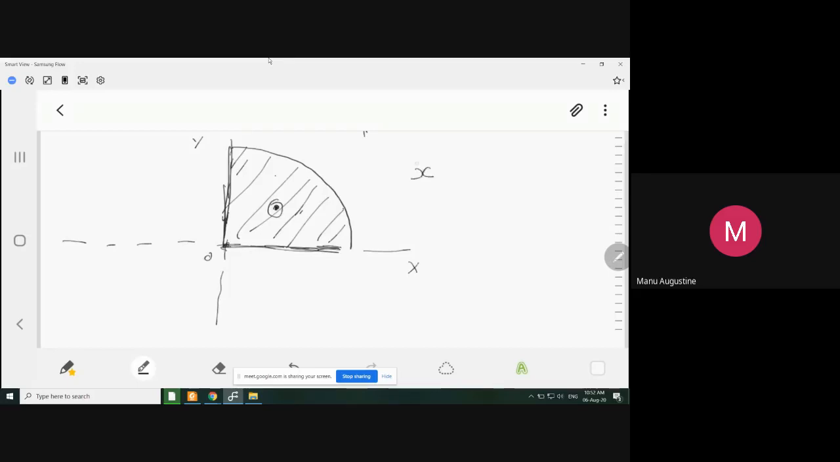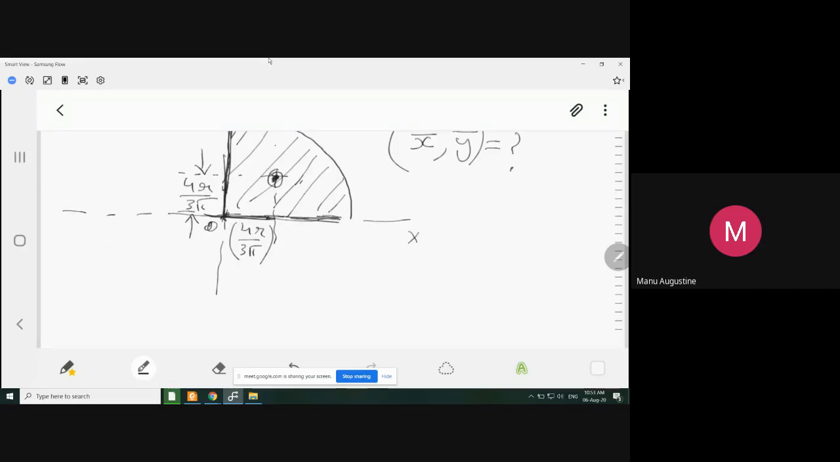So you are asked what x bar and y bar are. It's again the same. From this base, move 4r upon 3 pi to the right, and from this base, move 4r upon 3 pi upward. So in other words, if this is given as the origin and if you want the centroid, your answer is simply this.